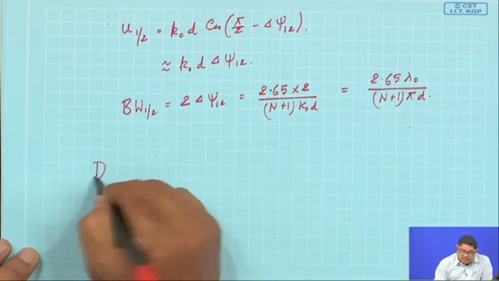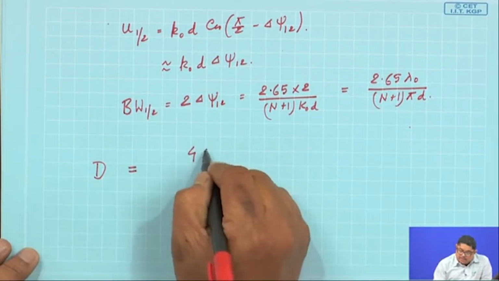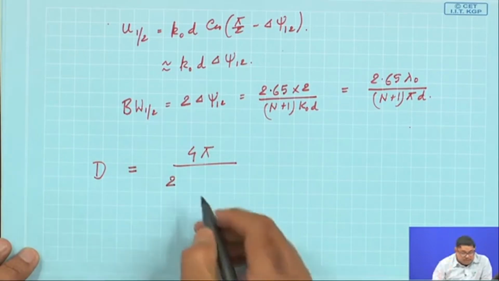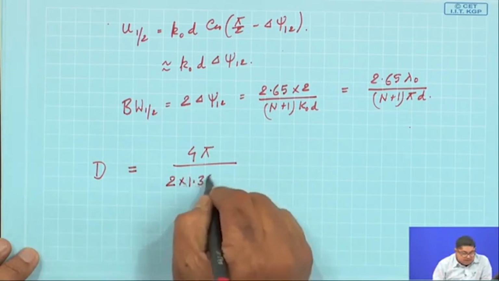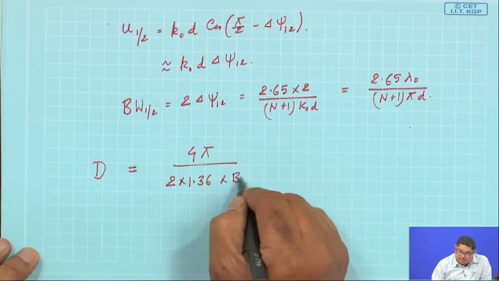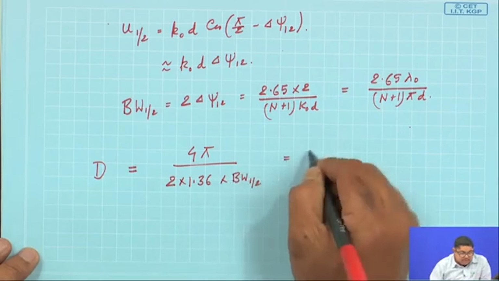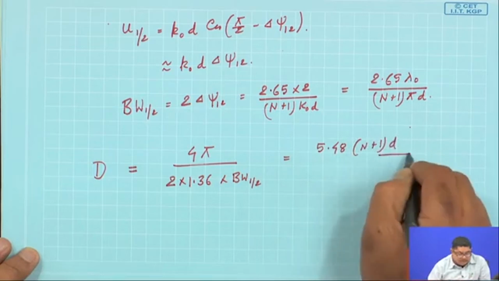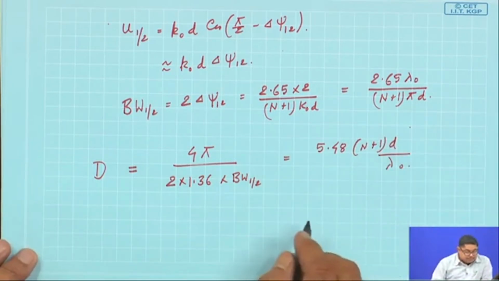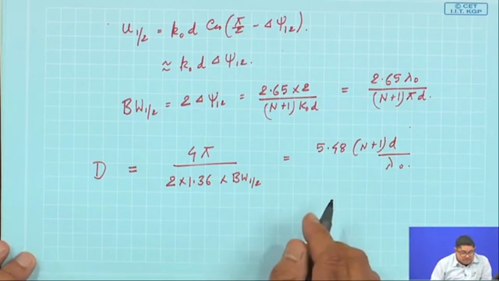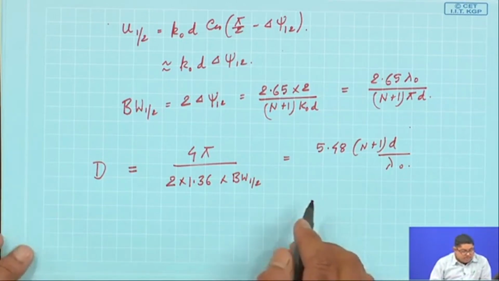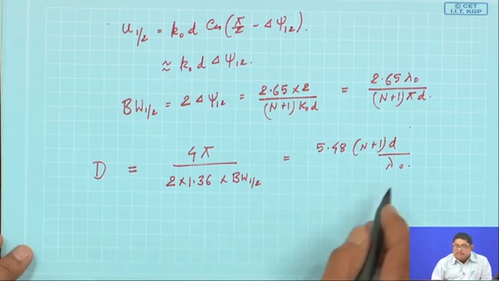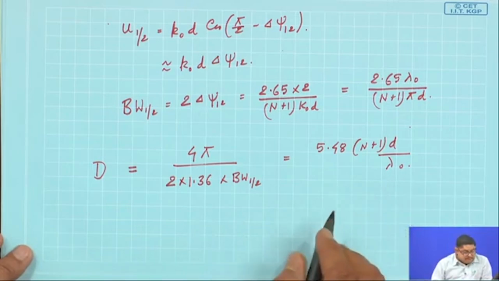So, we can put it into the directivity, that will be 4 pi by 2 into 1.36 into the half power beam width, and that will be 5.48 (n+1) d by lambda naught. Okay. So, this is the expression of directivity for an uniform broadside array.